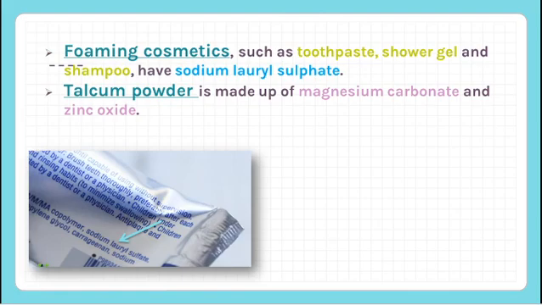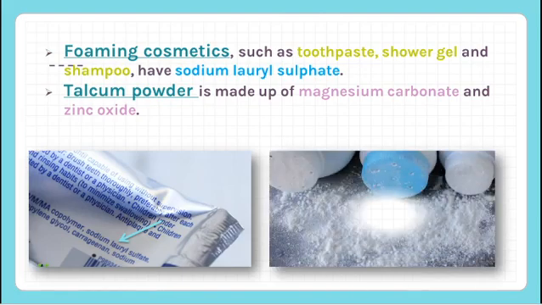And the next one is foaming cosmetics. We all know what is foaming. Foaming cosmetics include toothpaste, shower gel, shampoo, etc. In these foaming cosmetics, the chemical present is sodium lauryl sulfate. This is present in every foaming cosmetic. You can check it in your cosmetic products. As well as in talcum powder, the common ingredients present in all talcum powders are magnesium carbonate and zinc oxide. So these products have magnesium carbonate and zinc oxide in their ingredients.